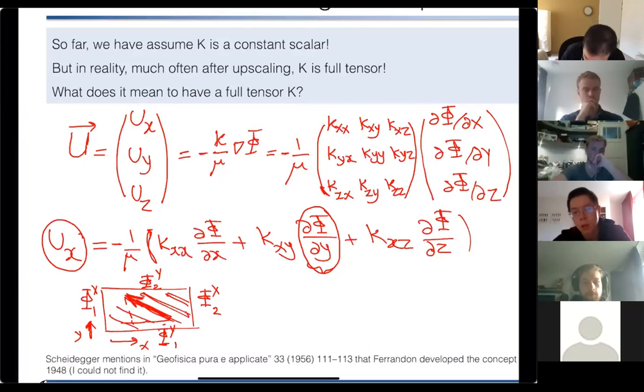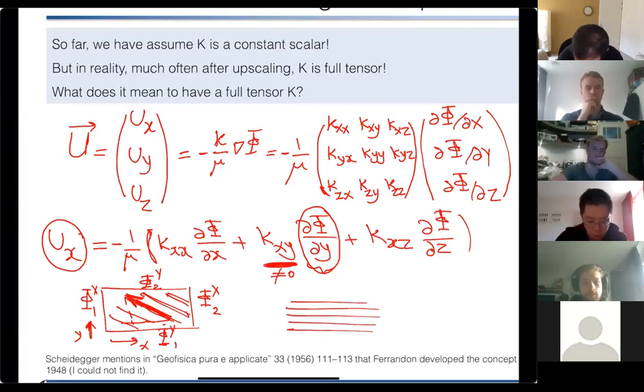That's the case then that kxy is non-zero. When you are upscaling a layered field, y direction potential drop would cause not only potentially y direction flow, but also x direction too. And that's because you are actually layered. Imagine you have a layer, a perfect layer like this in your reservoir. You know that the permeability is only along this axis. And you will have also a vertical one here. There is no xy here.